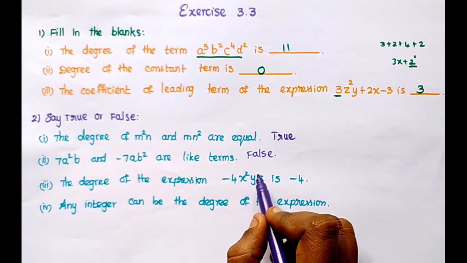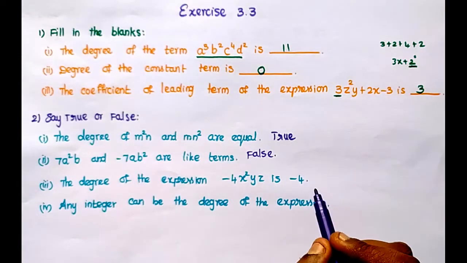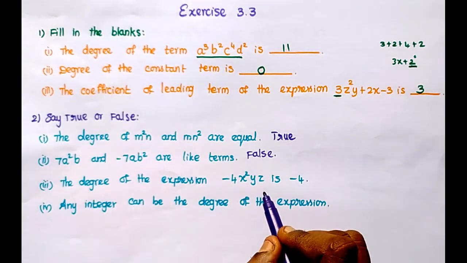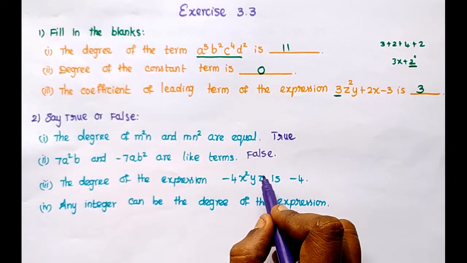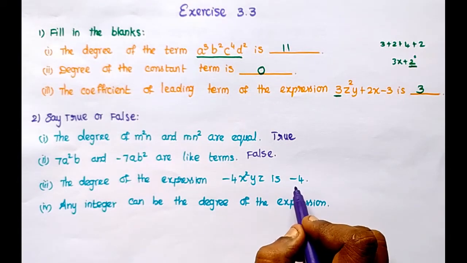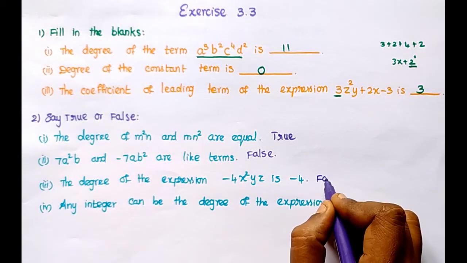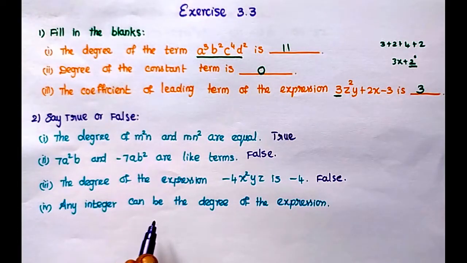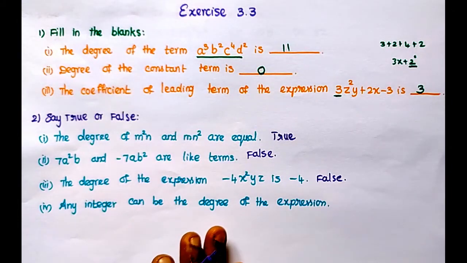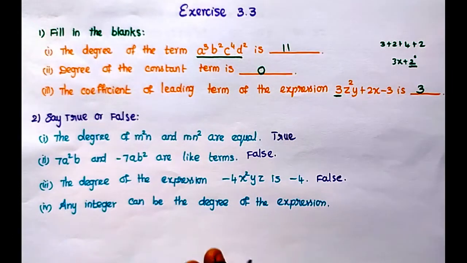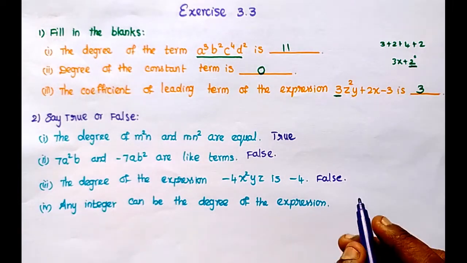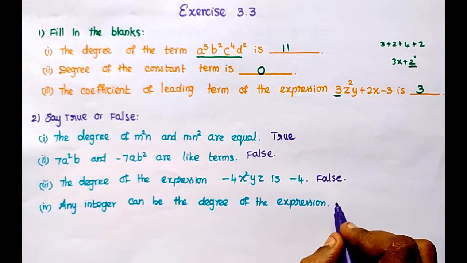Next, degree of the expression. Listen, 2 plus 1, 3 plus 1, 4. Minus 4 is the coefficient. So, the degree of the expression is 4 only, but here they gave the coefficient, so that is also false. Next, any integer can be the degree of the expression. The degree of the expression means any integer, 1, 2, 3, positive or negative numbers. So, that is true.